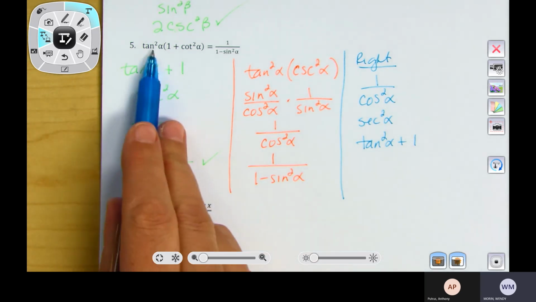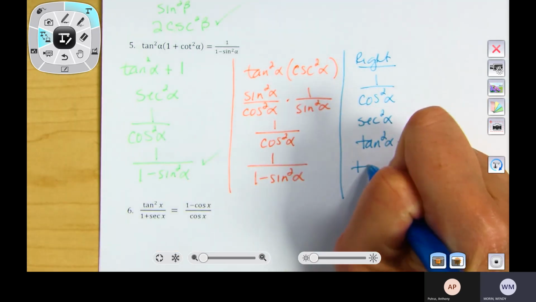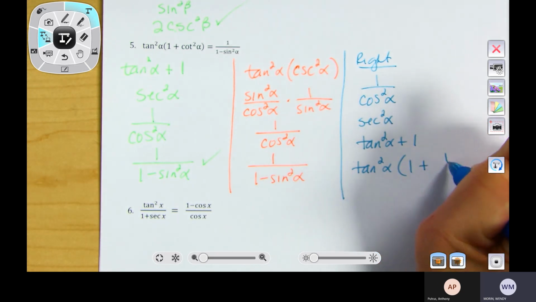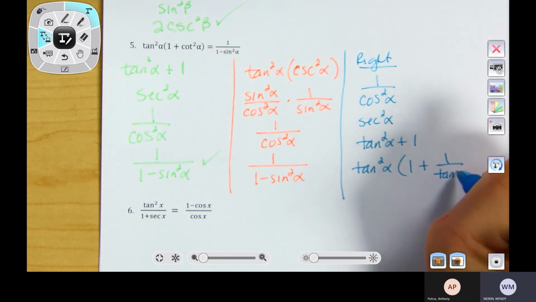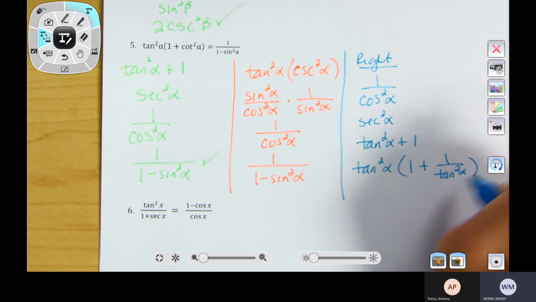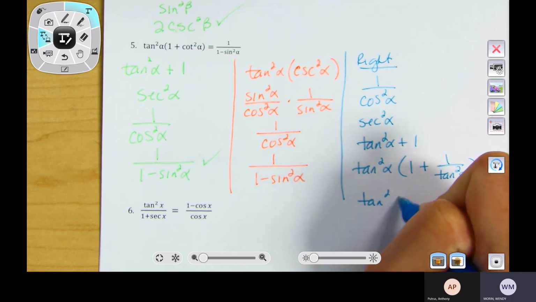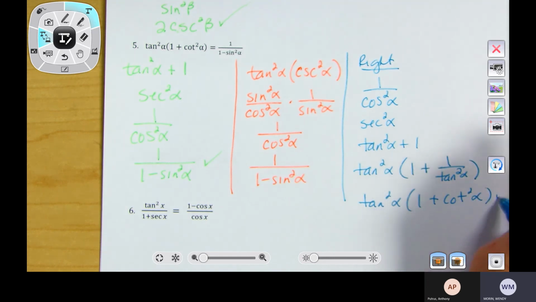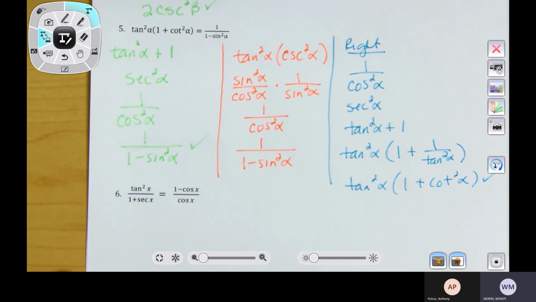So I need it in factored form. So how about I just pull out a tan squared? And I get 1 plus, when I pull out a tan squared, I get 1 divided by tan squared, which is... so I just made my right side look like my left side.